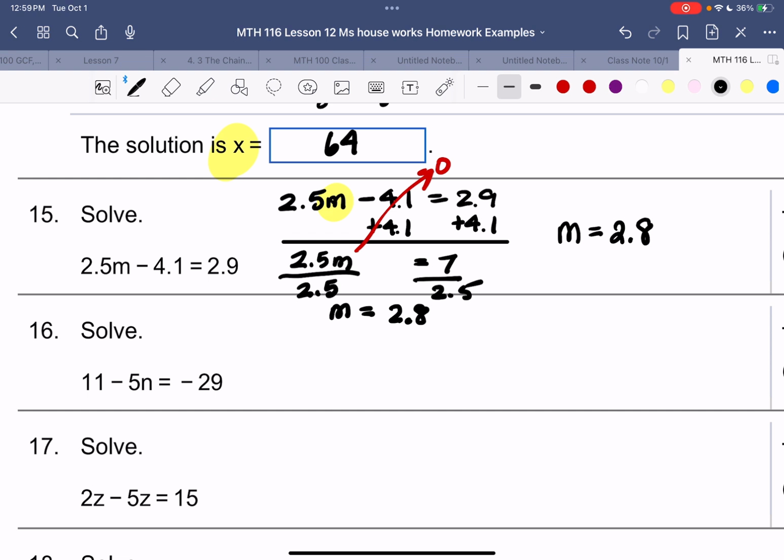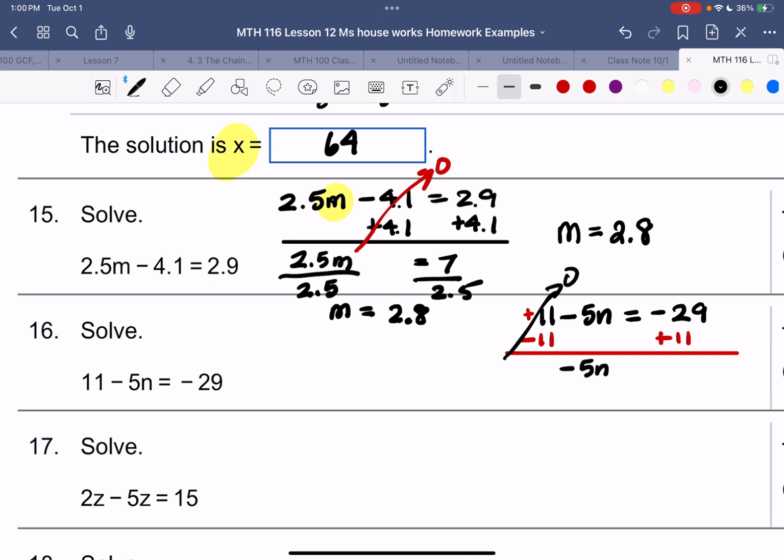Example 16. 11 minus 5n, this one's going to be a little harder because I got a negative there, equals negative 29. And we just have to watch our signs. I've got to get rid of a positive 11. Look, that's a plus 11. I'm going to have to do a minus 11. If I do another plus 11, that's going to be a 22. That's not going to do me any good. What I want is to get that negative 5n by itself. That's a 0. So I get negative 5n equals negative 29 plus 11 is going to be negative 18.